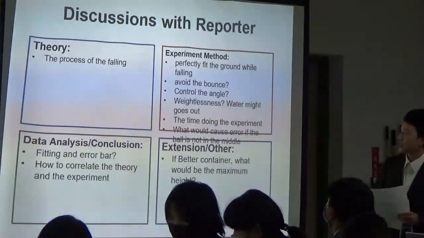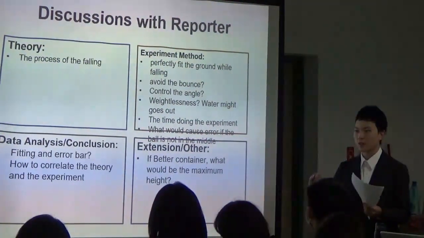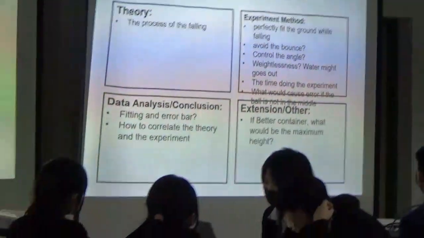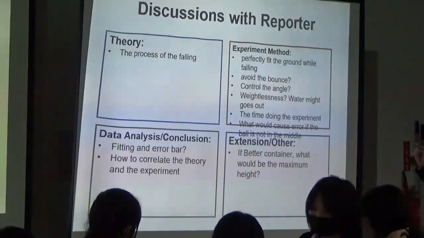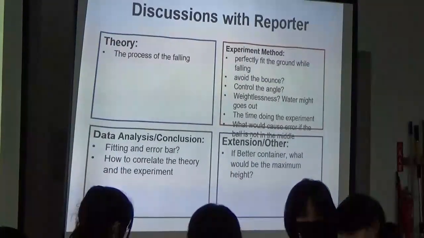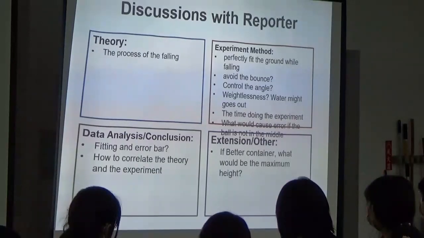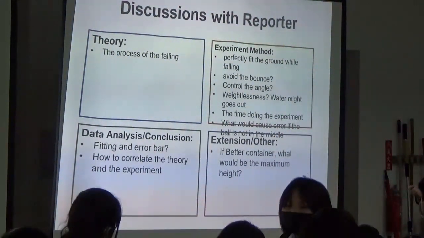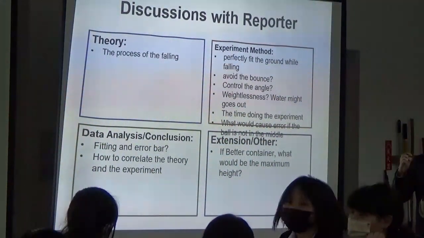And the theory I want to talk about is the process of the falling and how they ensure the landing. And for the experiment method, I'll be mainly focusing on how do you ensure the container will perfectly fit the ground, the falling, and how they avoid the ball bouncing off the walls, and how do they control the angle, or how do they calculate the height, and have they talked about the water actually coming out of the container when landing, and what will cause error if the ball is not in the middle.